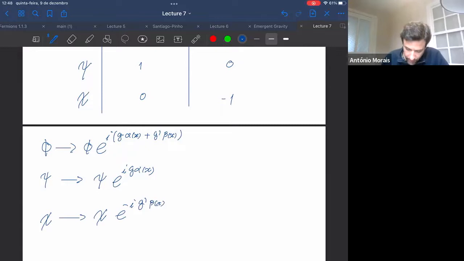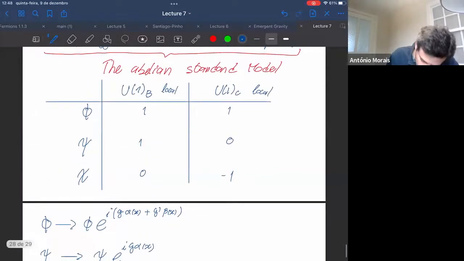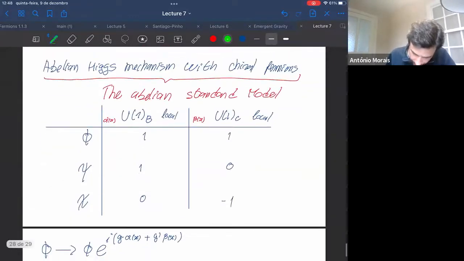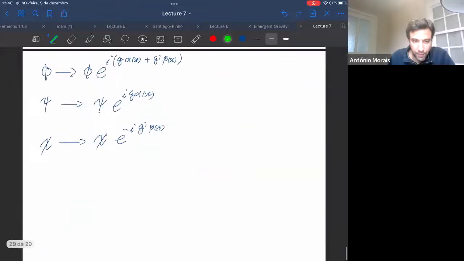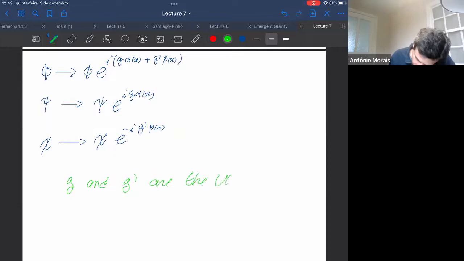So this one has the parameter alpha(x), and this one beta(x). And then we also have g and g prime. So g and g prime are the gauge couplings of the U1B and U1C, respectively.